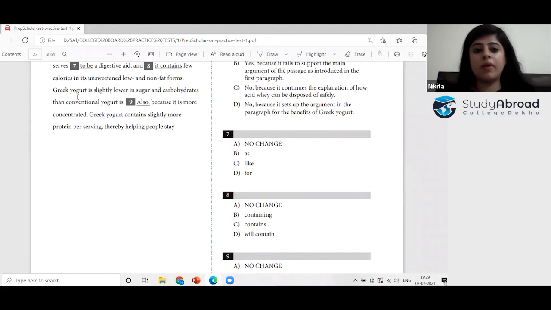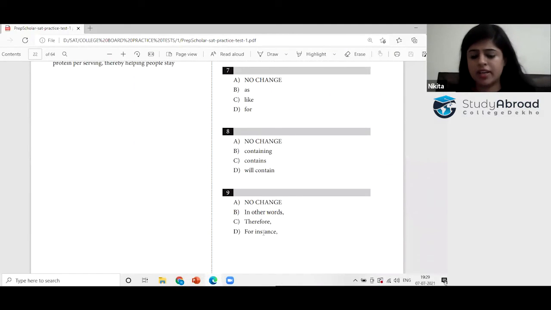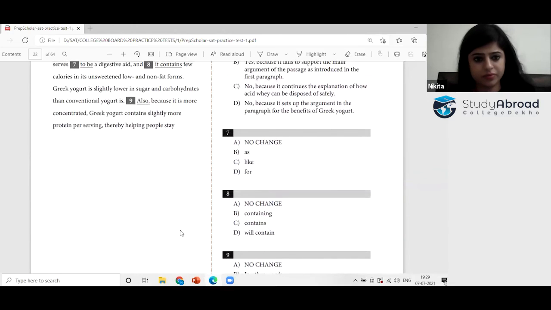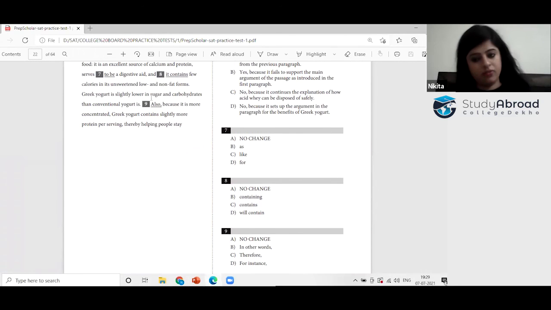So what were we talking about? Greek yogurt is essentially lower in carbohydrates and sugar because it is more concentrated, more protein per serving, therefore helping people stay more satiated. So definitely it's not an example. Is it rephrased? It's definitely not a rephrasing. So you see, you are adding on the information over here. It's not serving as an example. It's not the conclusion and it is not rephrased. So also becomes the right answer.